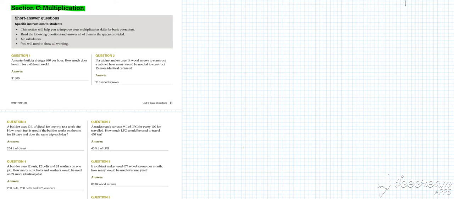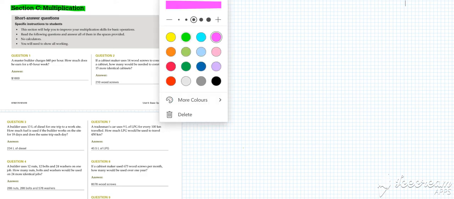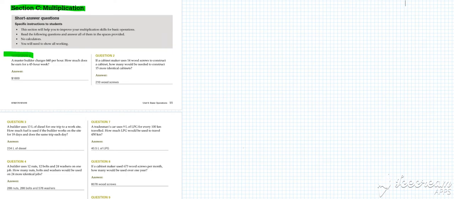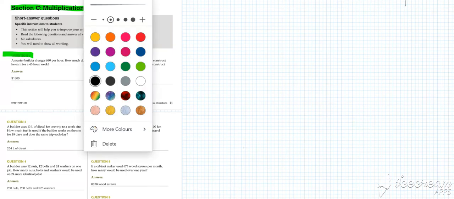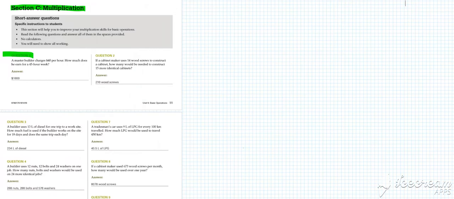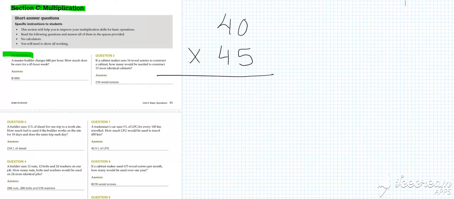So we're going to start with question 1. This is section C of multiplication in unit 5. So we have $40 per week and we're earning it for $45 per hour times by 45 hours for the week. So we're going to work through our process.